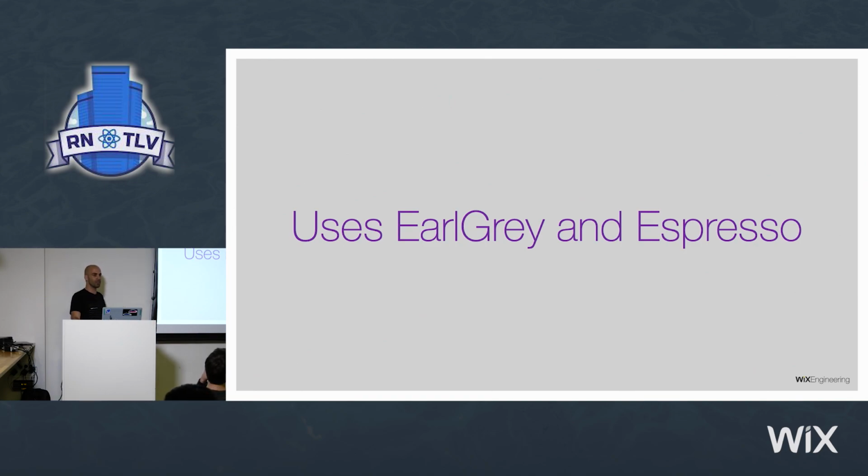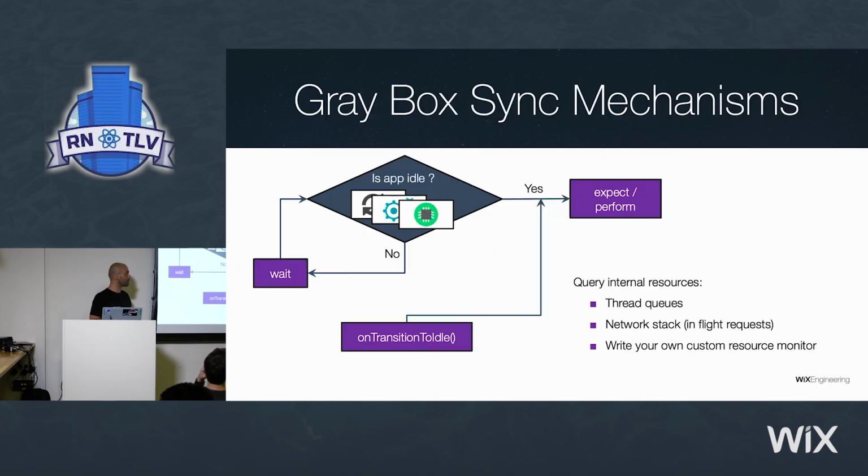The leading native gray box drivers are developed by Google, Earl Grey for iOS and Espresso for Android. And these frameworks can synchronize with the application, making sure that we interact with the app only when it's idle. The underlying synchronization mechanism used in these frameworks is called idling resources.